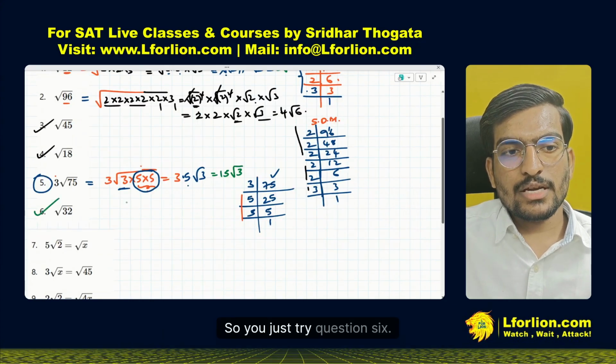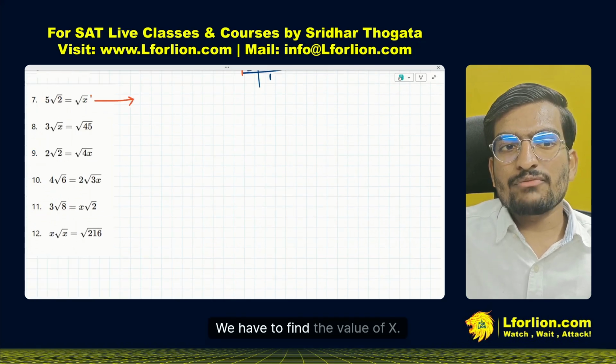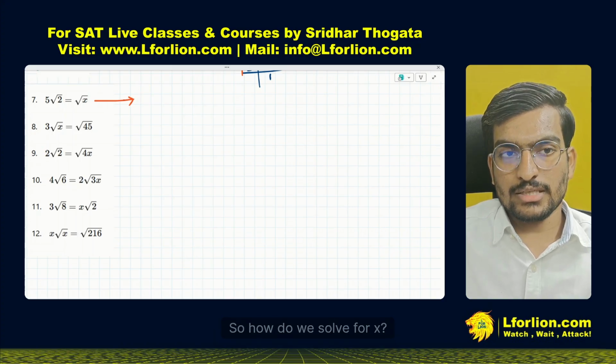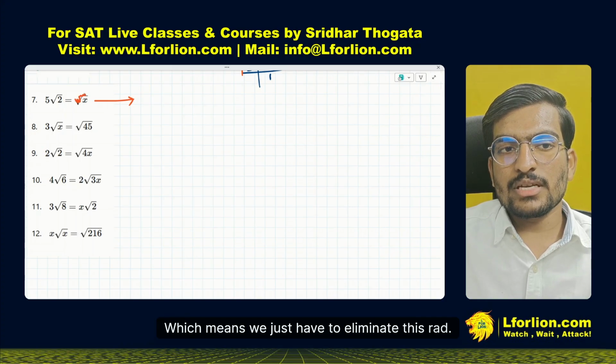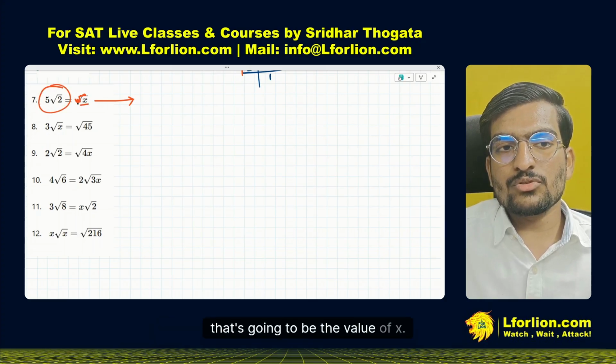So you just try question 6. Let's solve question number 7. We have to find the value of x. We have to solve for x. So how do we solve for x? We just have to eliminate this radical. Then whatever the value is there on the LHS, that's going to be the value of x.